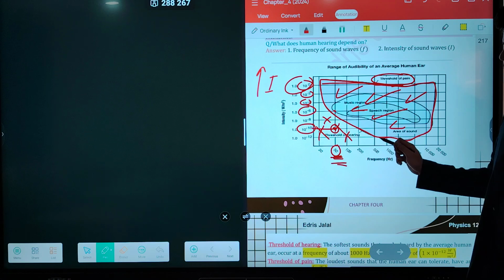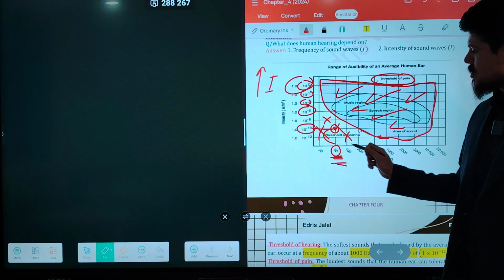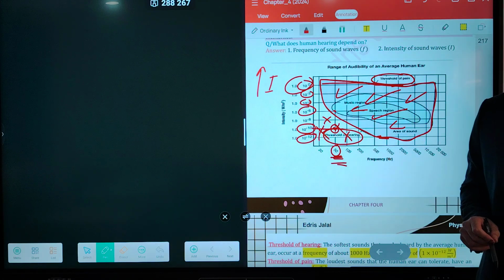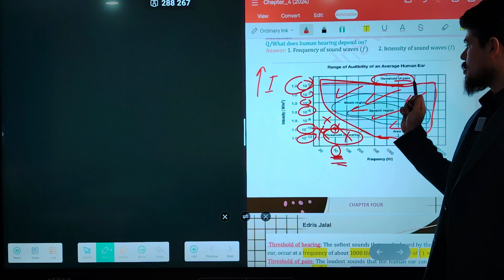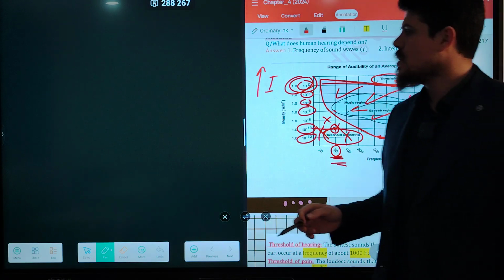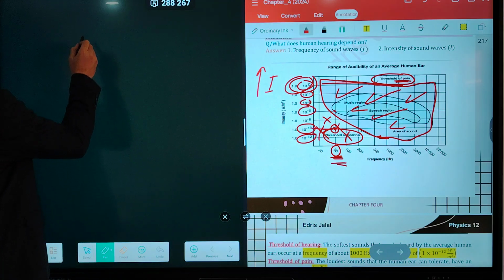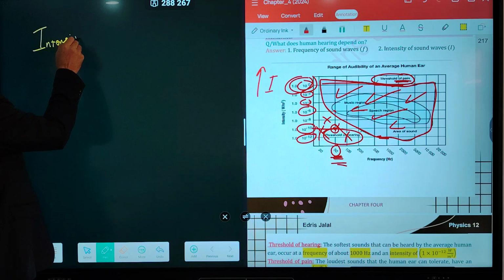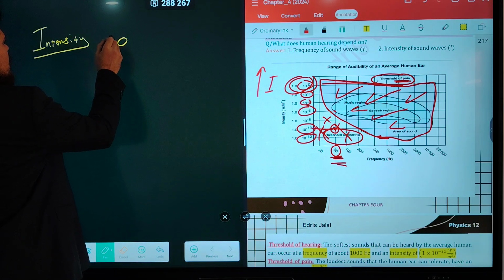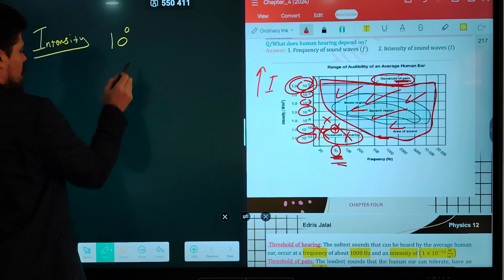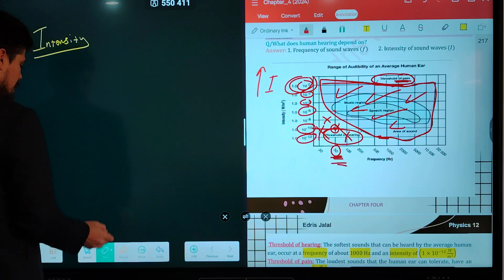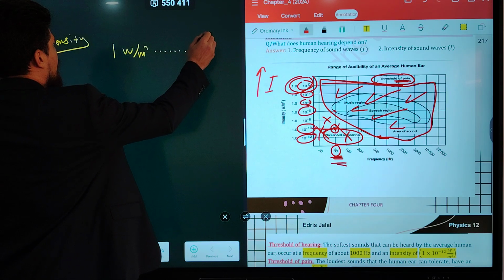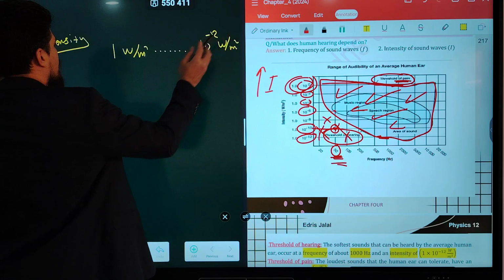So the lower region, this region, guys, is called what? Threshold of hearing. The intensity of threshold of hearing is about 10 power negative 12 watt per meter square, but the intensity of threshold of pain is about what? 10 power 0 watt per meter square. So the range of the intensity of sound is between what? 10 power 0, which is equal to 1. Instead of 10 power 0, you can write 1 watt per meter square, to what? 10 power negative 12 watt per meter square.